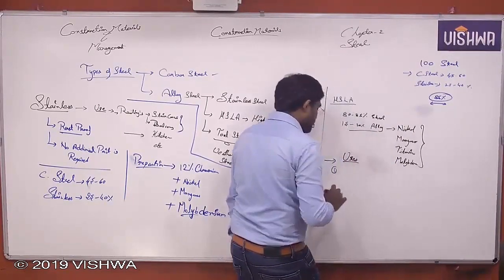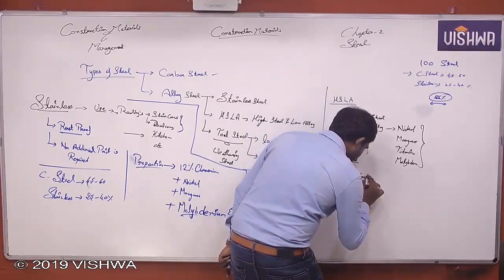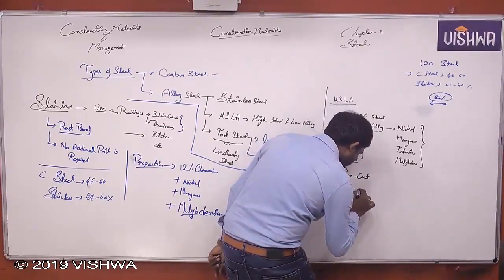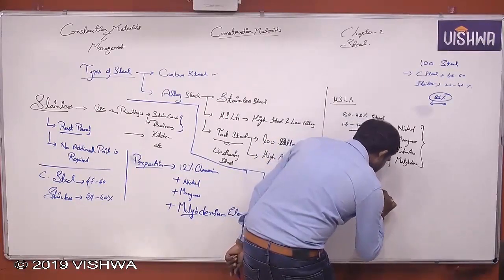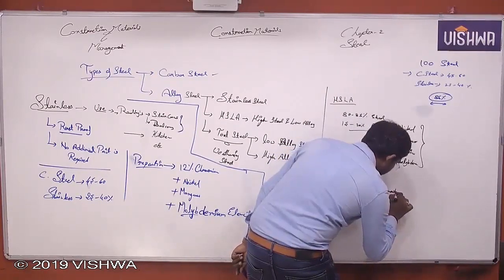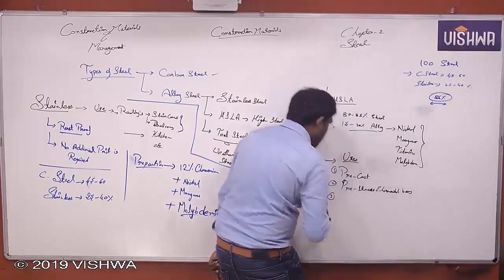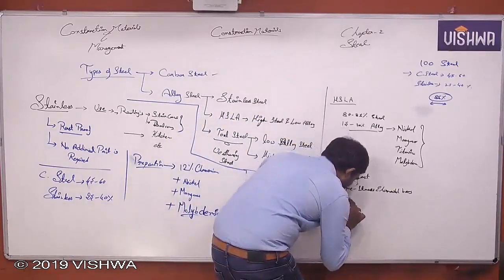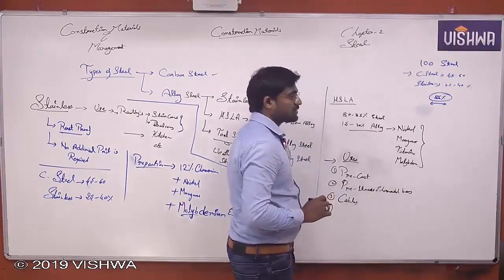First one, it is used in precast elements and pre-stressed elemental bars. Next one, in the connection of your cables, and the last one, it will be acting as a suspended element.